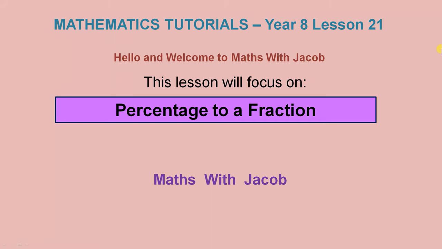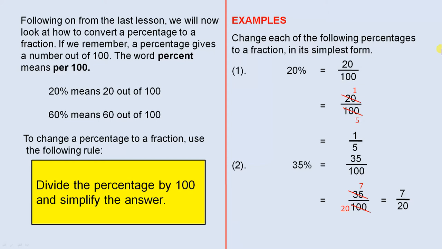This lesson will focus on percentage to a fraction. Following on from the last lesson, we will now look at how to convert a percentage to a fraction. If we remember, a percentage gives a number out of 100. The word percent means per hundred. 20% means 20 out of 100. 60% means 60 out of 100.